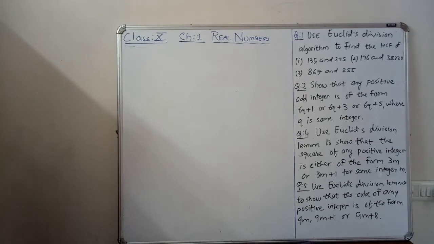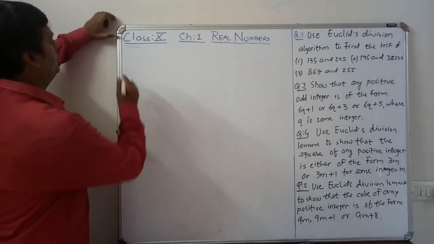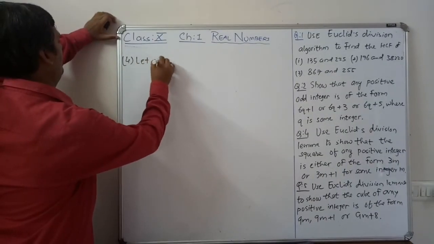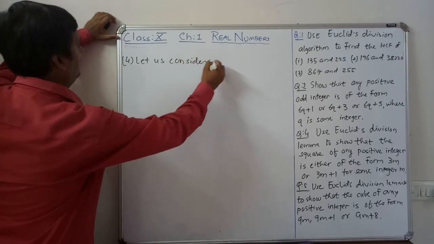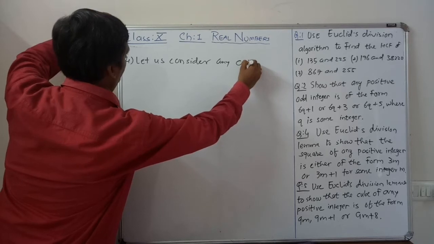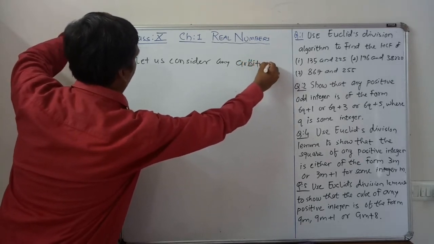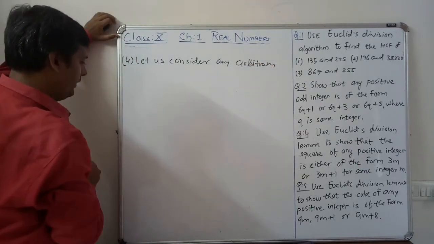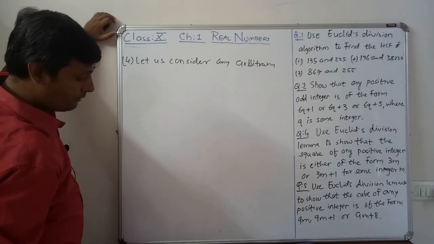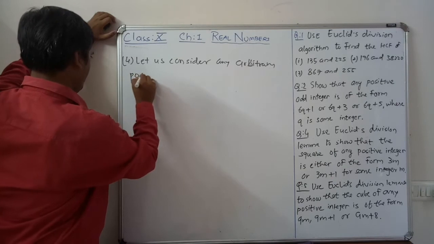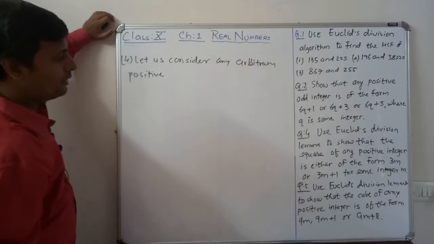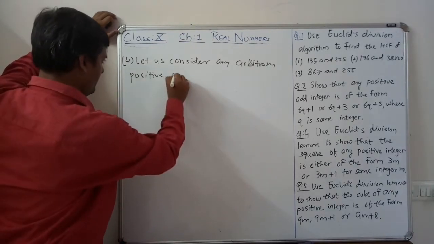So the square of any positive integer. Let us consider n, an arbitrary positive integer x, and it is of the form 3q, 3q plus 1 and 3q plus 2. So question number 4. Let us consider any arbitrary number. What is given in the question? Arbitrary positive number. Okay, let the positive number be x, a positive integer.